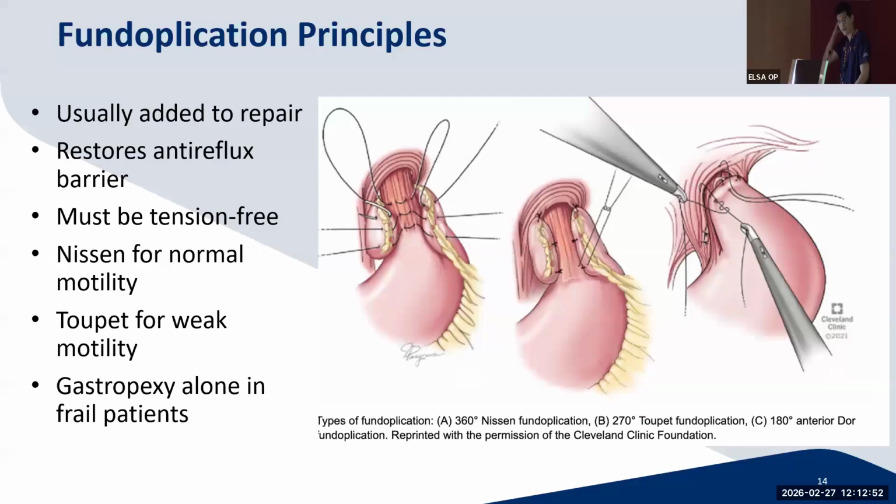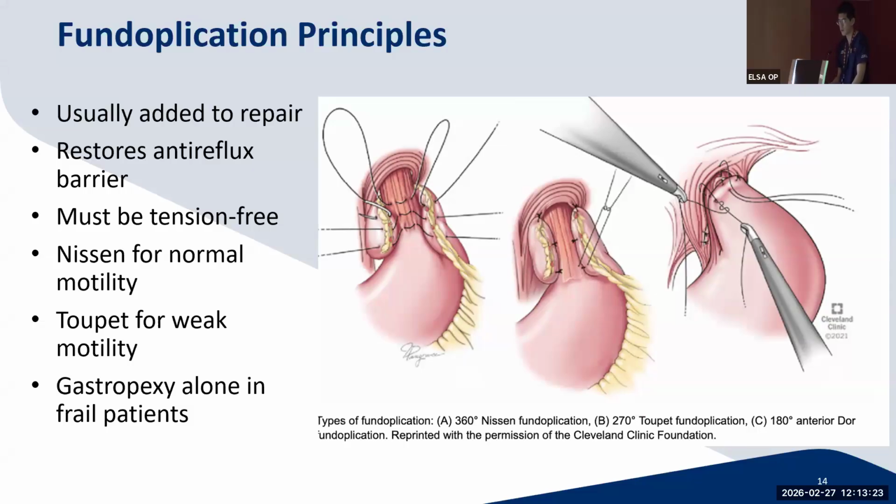Okay, so for fundoplication, there are several types, and this is a little bit similar to what we do for GERD. There are 3 types of fundoplication: anterior, posterior, and also total fundoplication. It's usually added to the repair. It restores the anti-reflux barrier. It should be tension-free, and for patients with normal motility, I think the gold standard is actually to do a total fundoplication, even though we do worry that there will be more dysphagia if we do a total fundoplication.